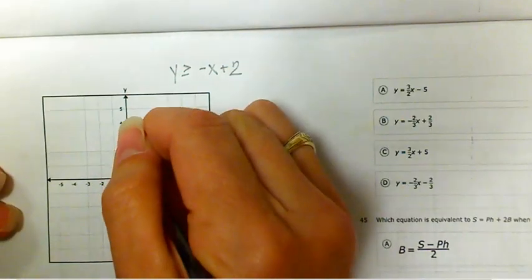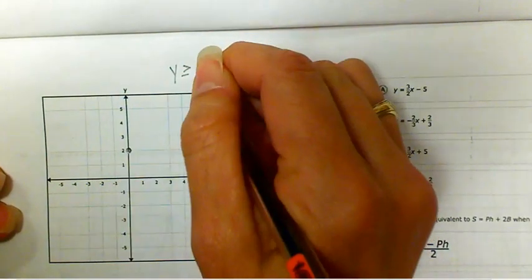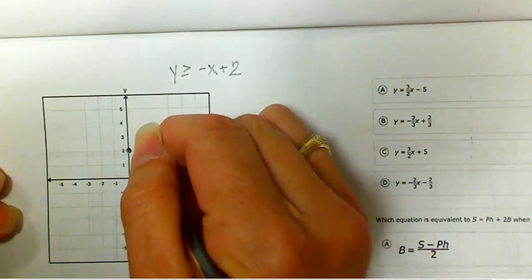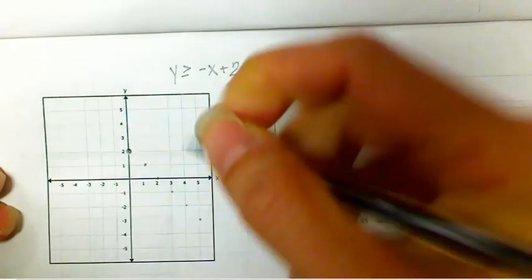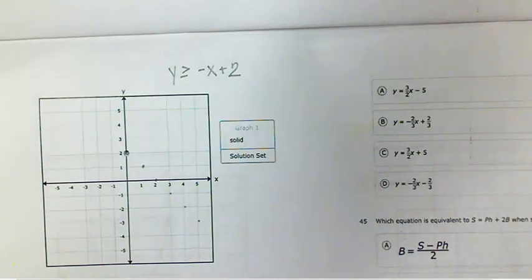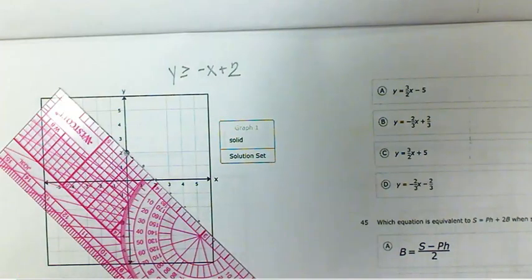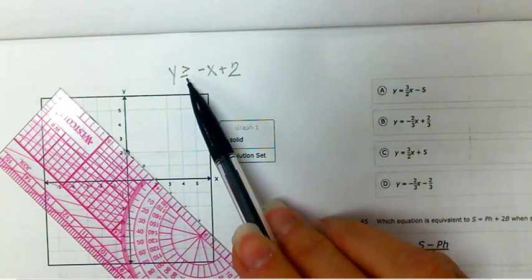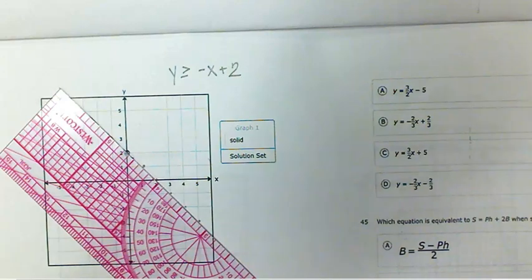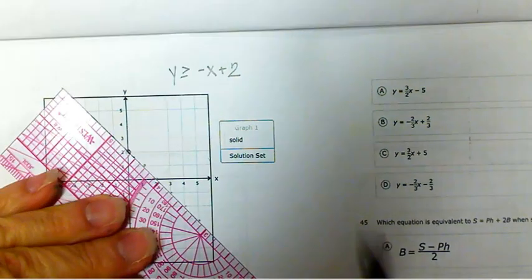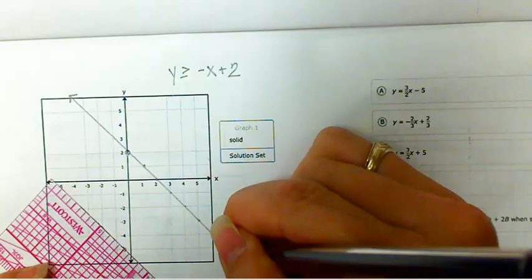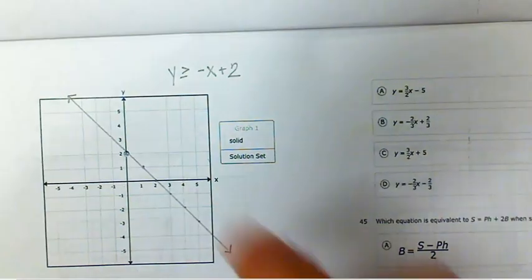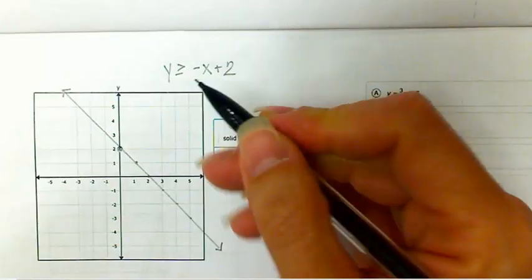Okay, my y-intercept is 2. My slope is -1. So down 1 over 1, down 1 over 1, etc. Okay, let me get a ruler. Okay, when I draw my line, am I going to draw a dashed or a solid line? Well, I'm going to draw a solid line because it says or equal to. So here we go. There's my line.